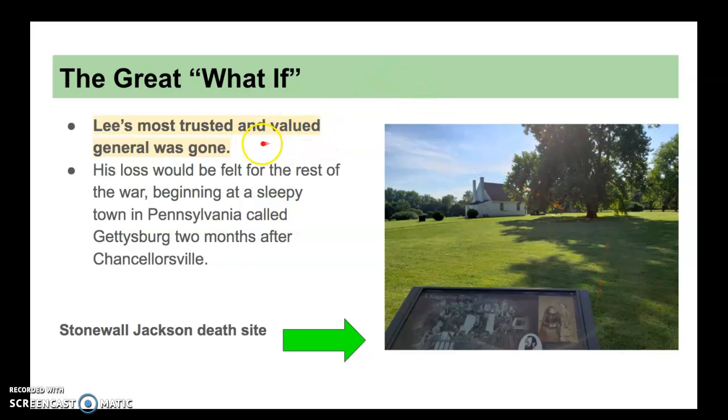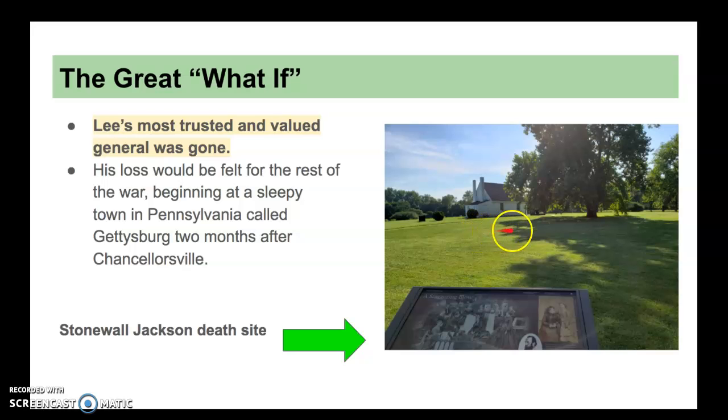Lee's most trusted and valued general was gone. His loss would be felt for the rest of the war, beginning at a sleepy town in Pennsylvania called Gettysburg, just 2 months after Chancellorsville. So if you go out to Virginia, this is the Stonewall Jackson death site. This is the building that he was in when he died. I think it's about 20 or 30 miles away from the actual Chancellorsville battlefield.